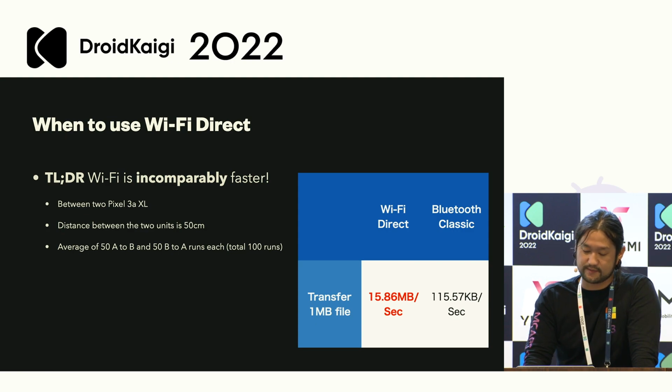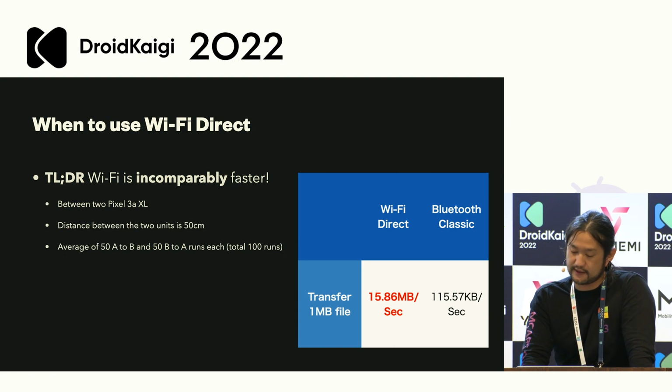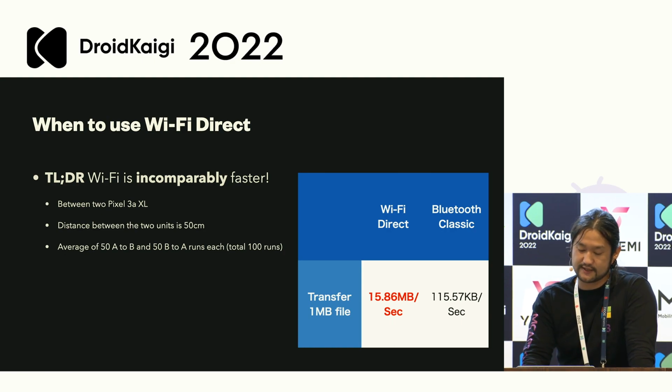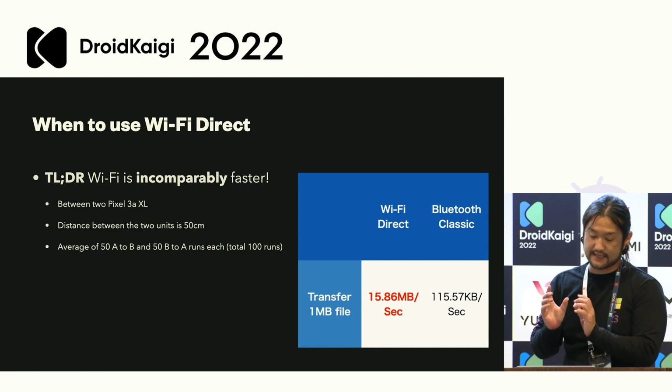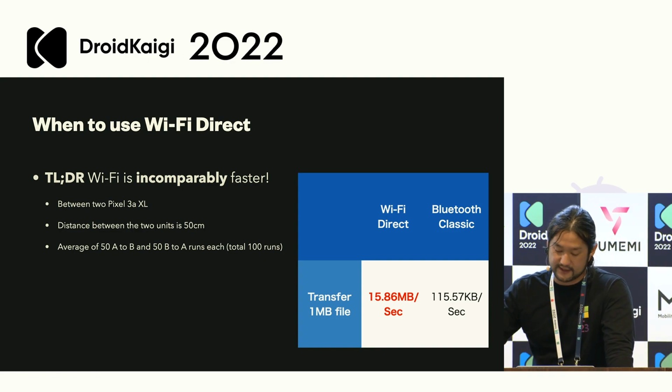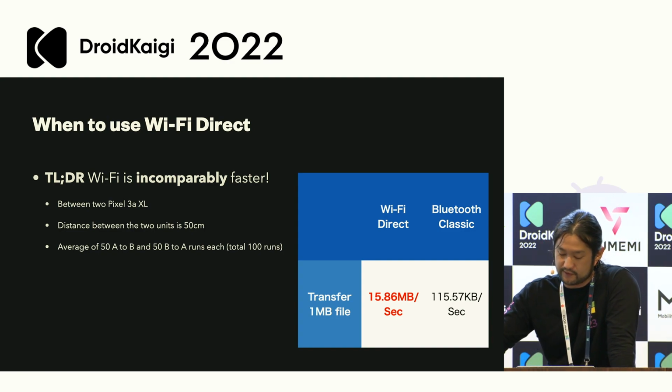I conducted a small experiment in which I sent and received a 1 megabyte file between two devices. It depends on the device and the distance between the 2 devices, but as you can see, Wi-Fi Direct is by far a lot faster than Bluetooth Classic. Now you may be wondering how fast BLE is. It's practically below 20 kilobytes and really unstable. So Wi-Fi is the only choice here.